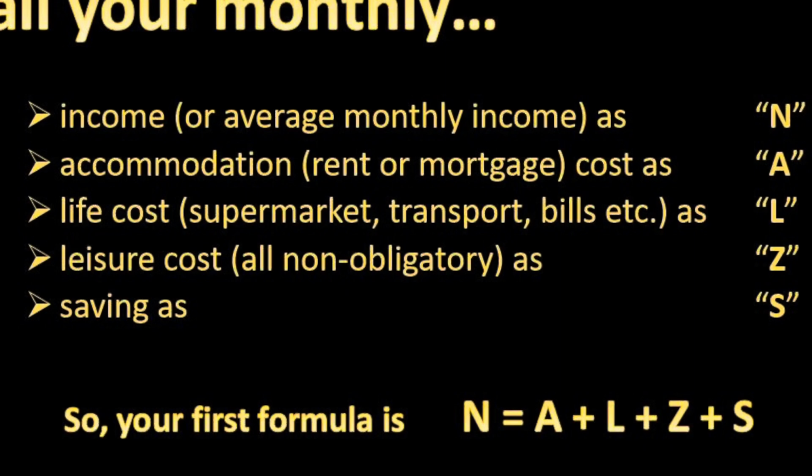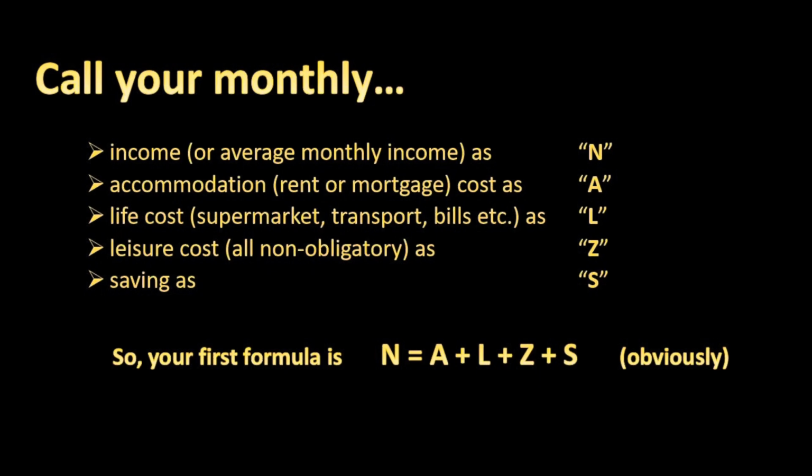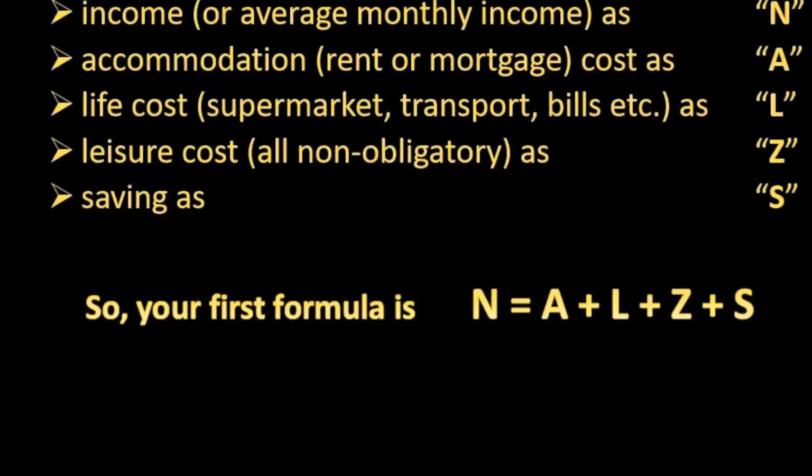And then finally, I have another letter for another cost, which is all non-obligatory purchases, whatever you want to call it. I said, okay, this is Z. And then I hoped that I would have some money after all these costs, and I call this money savings, and the letter S stands for saving. So the first formula is N is equal to A plus L plus Z plus S, obviously.